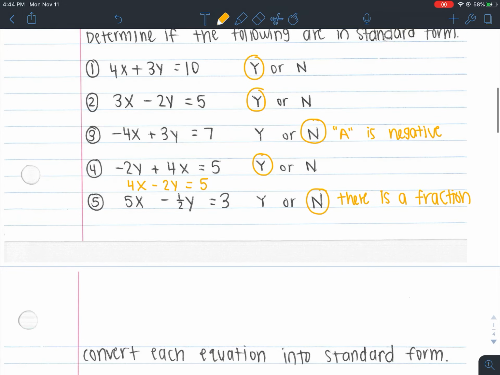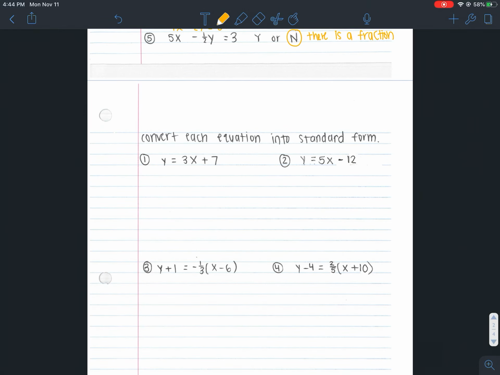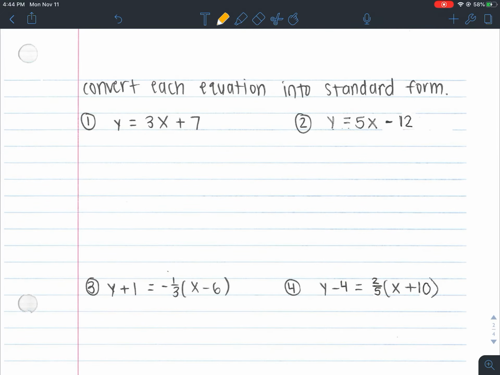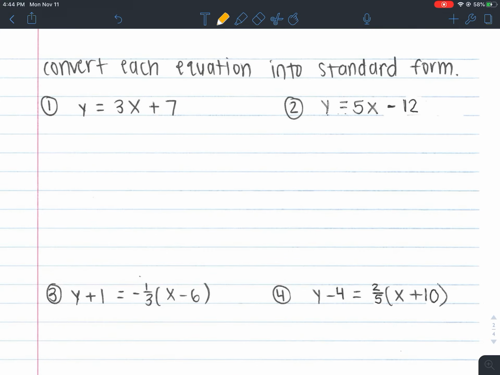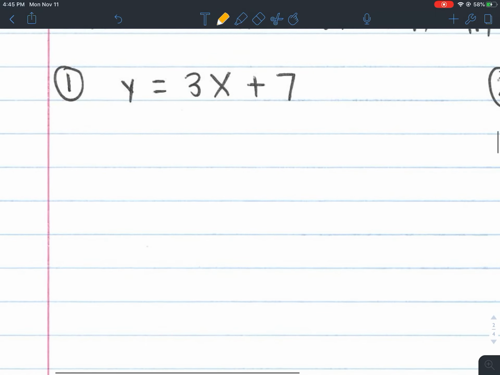Okay, so again, just being able to recognize that because it's going to be really important. There are 8 problems that we're going to go through in these notes. The more into the notes we get, the more challenging it will be. So we are going to start off pretty simple, and then we're going to get into some tougher things. So you want to convert each equation into standard form, all 8 problems that we're going to do.